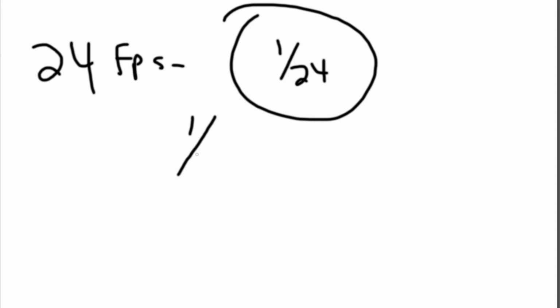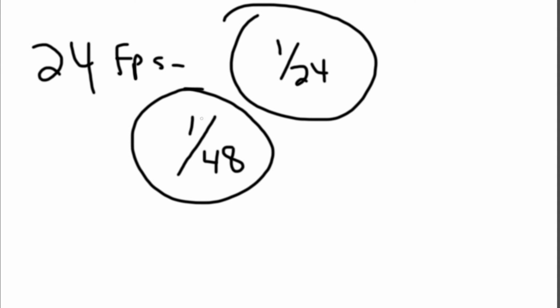Film shoots usually at half exposure time. Half of 1/24th is going to be 1/48th. So every frame in film, as a standard, is exposed for 1/48th of a second.